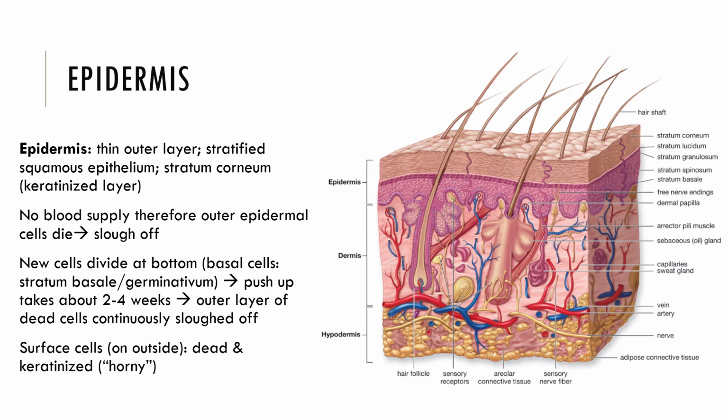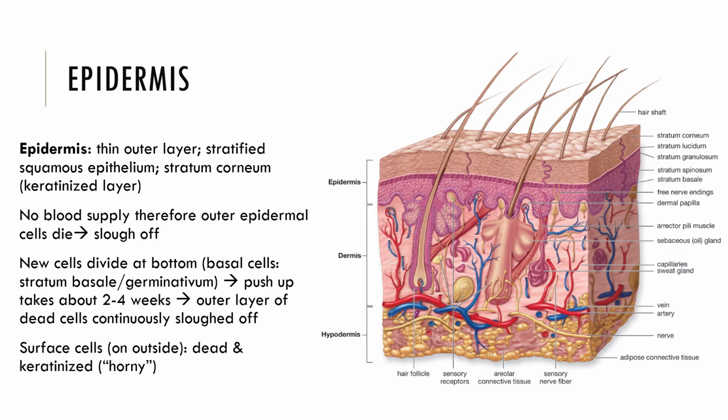Okay, so let's recap. The epidermis is the thin outer layer. It's made of stratified squamous epithelial cells. It contains several sublayers. We're going to start at the bottom and work our way out. So the first layer is the stratum basale. This is the deepest layer where new cells are produced. These new cells are produced by mitosis. New cells divide at the bottom called the stratum basale, and new cells push up from the bottom layer and they slough off in about 2 to 4 weeks.